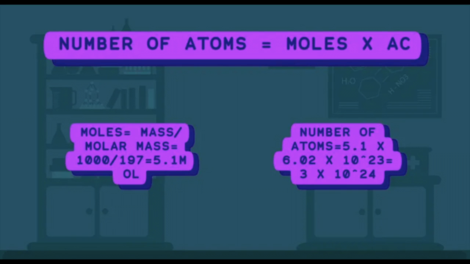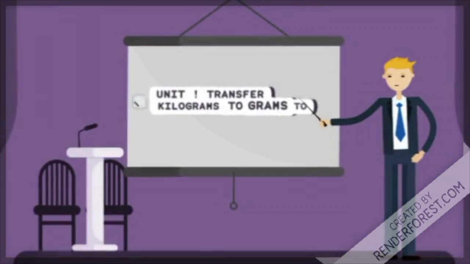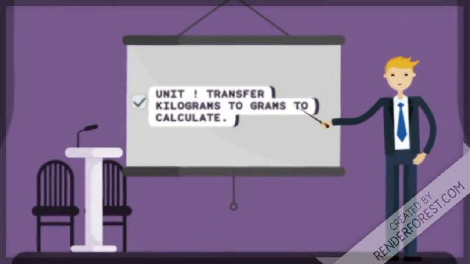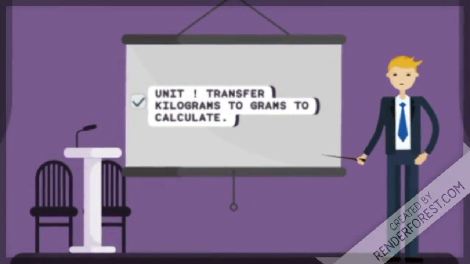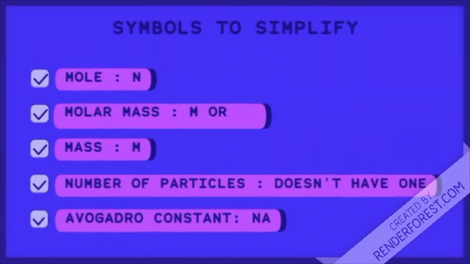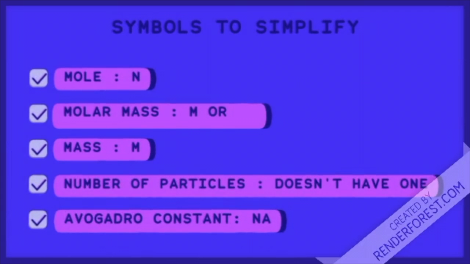Just remember to unify the units when calculating. The unit for moles is mole. For molar mass, it is gram per mole. And for mass, it is gram. Now, we can also use symbols for each terminology to simplify our calculations, which are listed above.